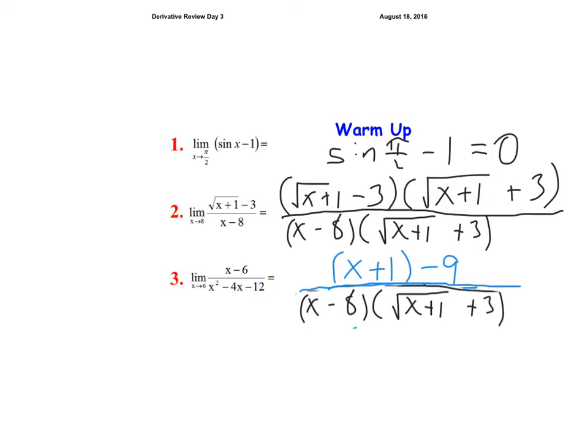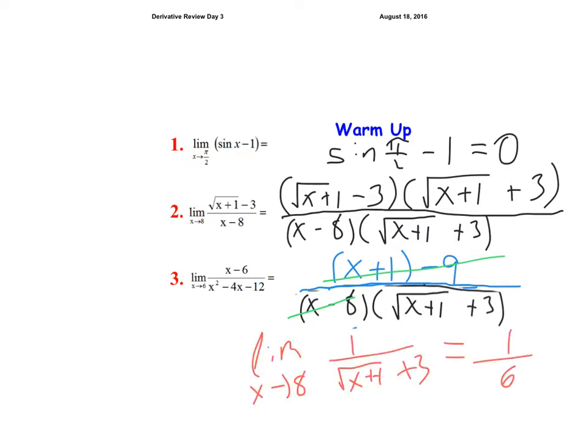So after multiplying the top, you end up with x plus 1 minus 9, which ends up being x minus 8, which allows you to cancel out the x minus 8 on the bottom and the x minus 8 on the top, leaving you with the limit of 1 over the square root of x plus 1 plus 3 as x approaches 8. When you plug an 8 in there, which you're totally allowed to do, you end up with 1 over 6, because the square root of 9 is 3.